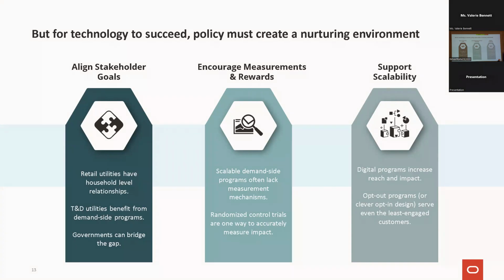The second way to support this type of technology is with an opt-out program design, or in places where that's not always possible, like here in the EU, a clever opt-in design. It's being done already, utilities around the world, and it's the best way to reach not just the most engaged energy consumers, but all of the energy consumers in a utility service territory, particularly the ones who maybe can benefit most from this type of technology.